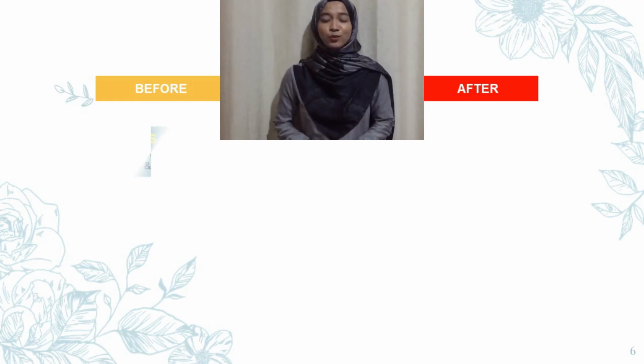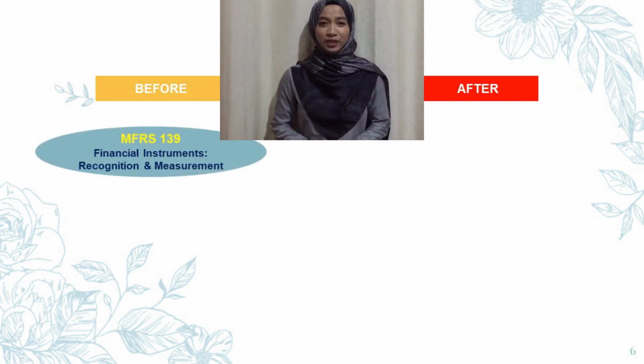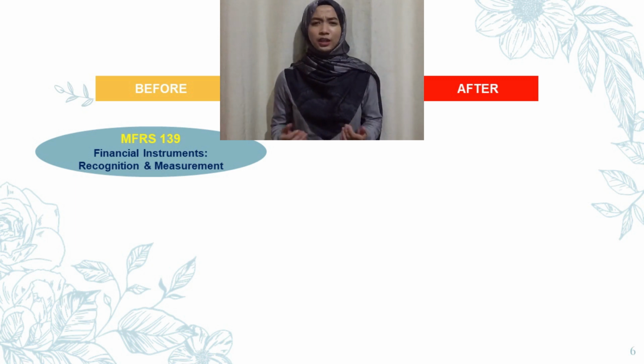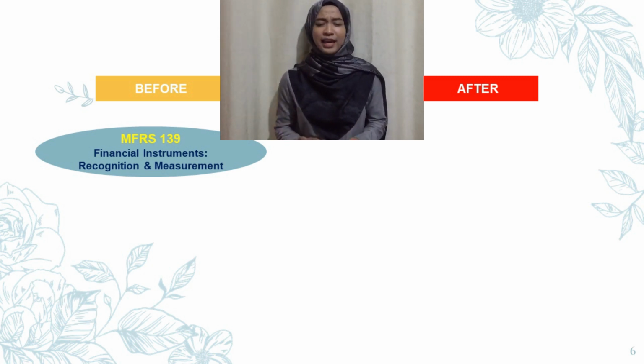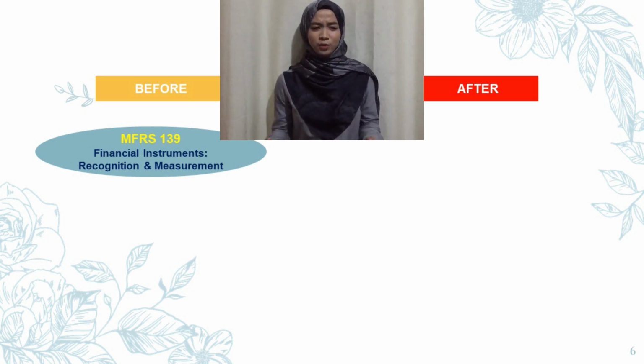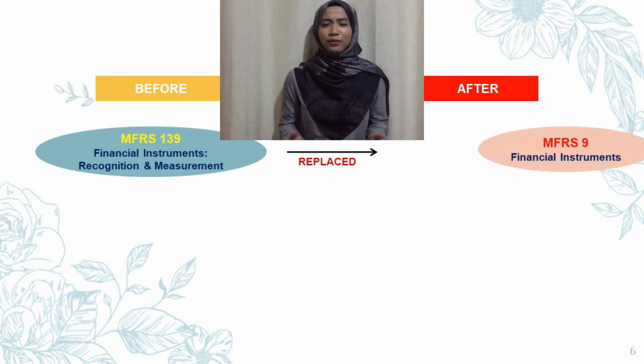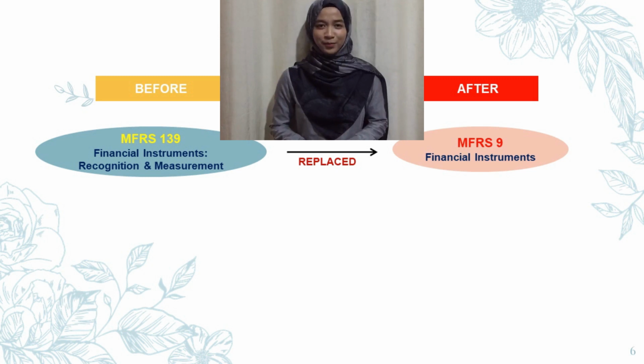For the accounting guidance of financial assets, before the Malaysian Accounting Standards Board (MASB) issued MFRS 9, we used MFRS 139 Financial Instruments: Recognition and Measurement. However, it was too complicated and left many users confused. Therefore, in November 2014, MFRS 9 was issued by MASB.